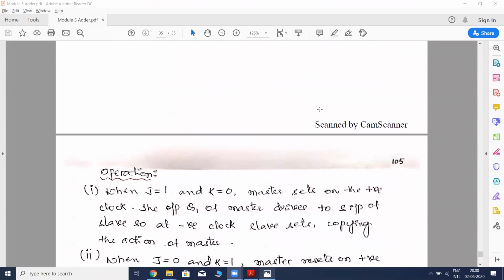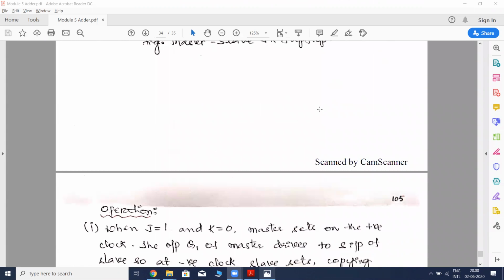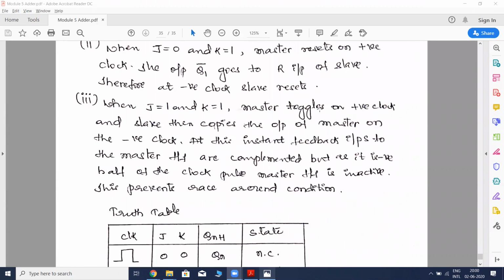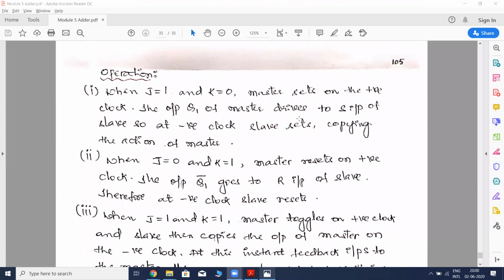Now let us see the operation of this master slave JK flip-flop, and how it overcomes the race around condition. First let us consider J equal to 1 and K equal to 0. As we all know, we are already familiar with the JK flip-flop truth table.